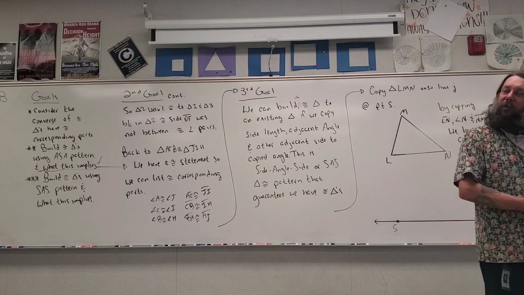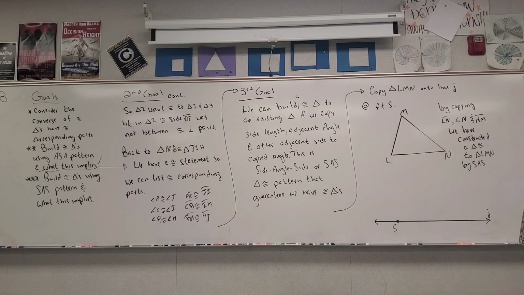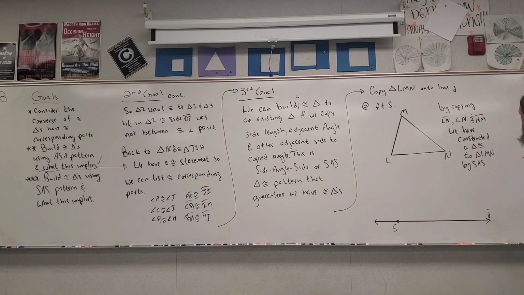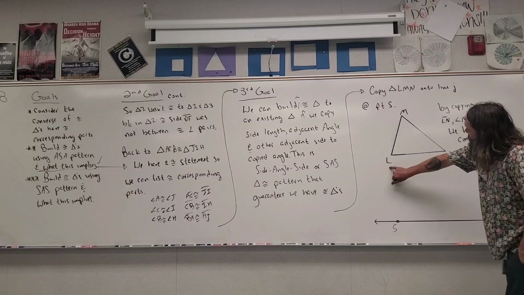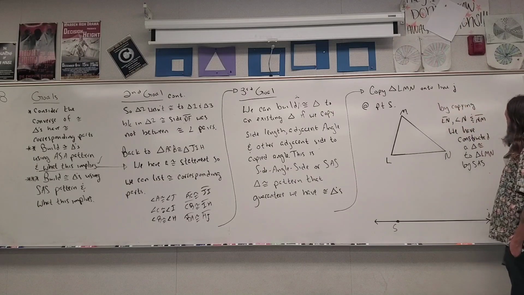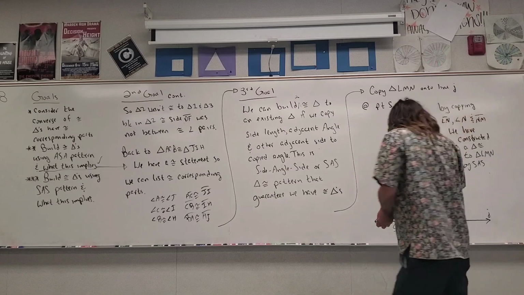So I'm going to build an identical triangle to this one down here by copying it on the line J at point S by doing the following. By copying segment LN, angle N, and segment NM, we will have constructed a triangle congruent to triangle LMN by side angle side. So let's go ahead and build this.